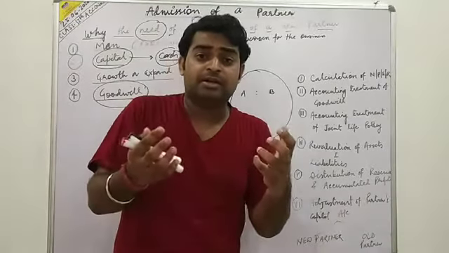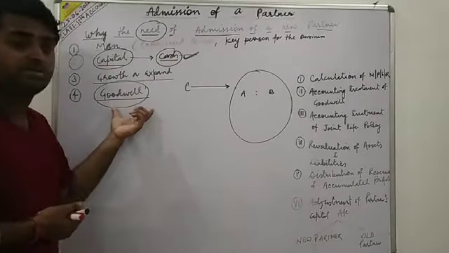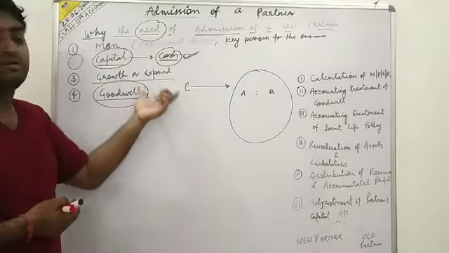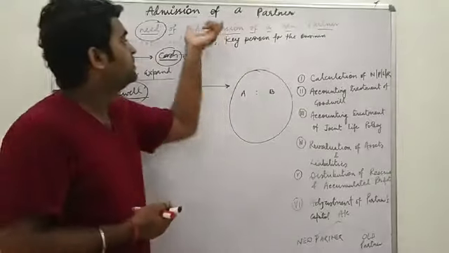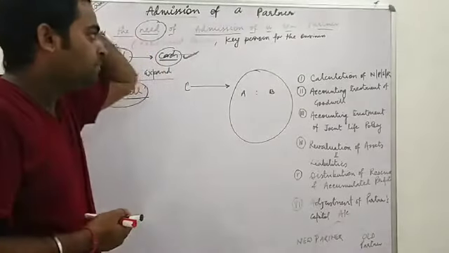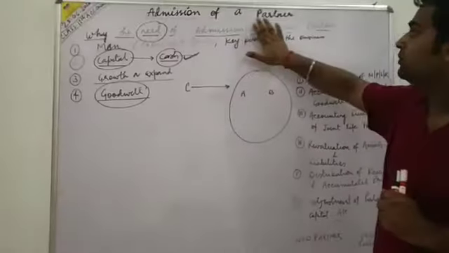He will make a partner to any famous persons. So if the firm wants to be famous, wants more reputation in the market, then the firm will go for the admission of a new partner. So we all are getting for the admission of a partner.